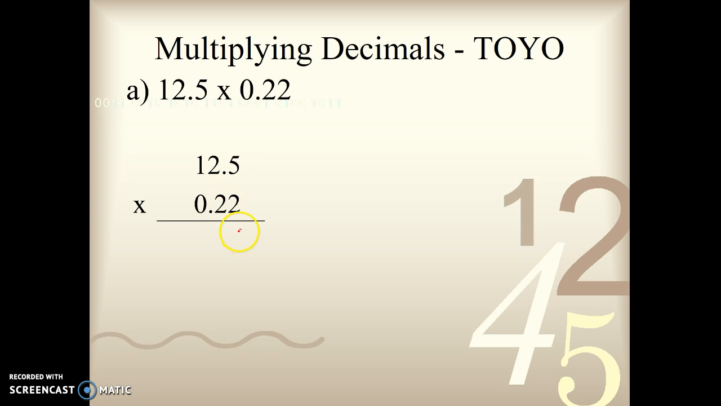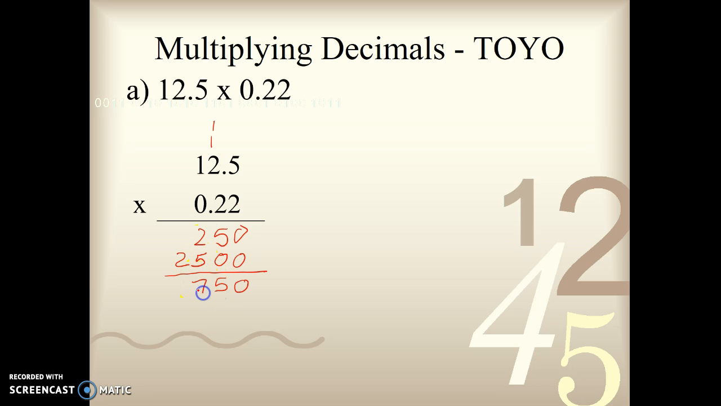So 2 times 5 is 10. 2 times 2 is 4 plus 1 is 5. 2 times 1 is 2. 2 times 5 is 10. 2 times 2 is 4 plus 1 is 5. And 2 times 1 is 2. Okay, then we add. This is the last part of our multi-digit multiplication algorithm.